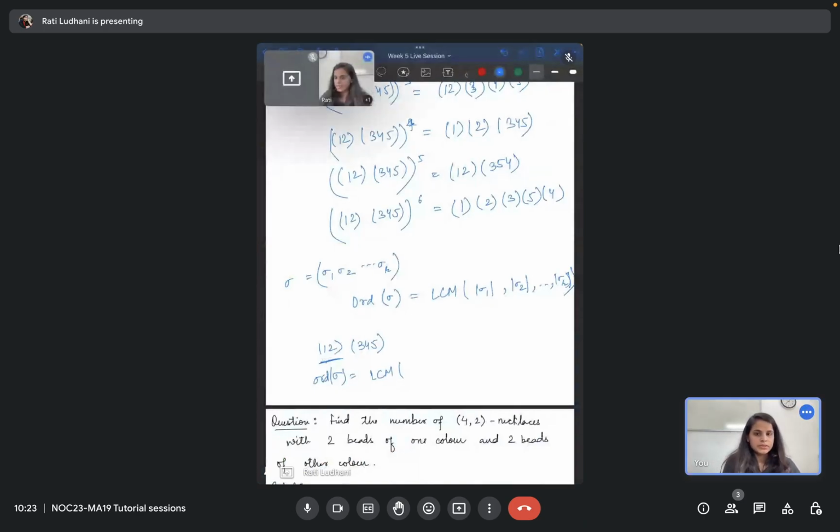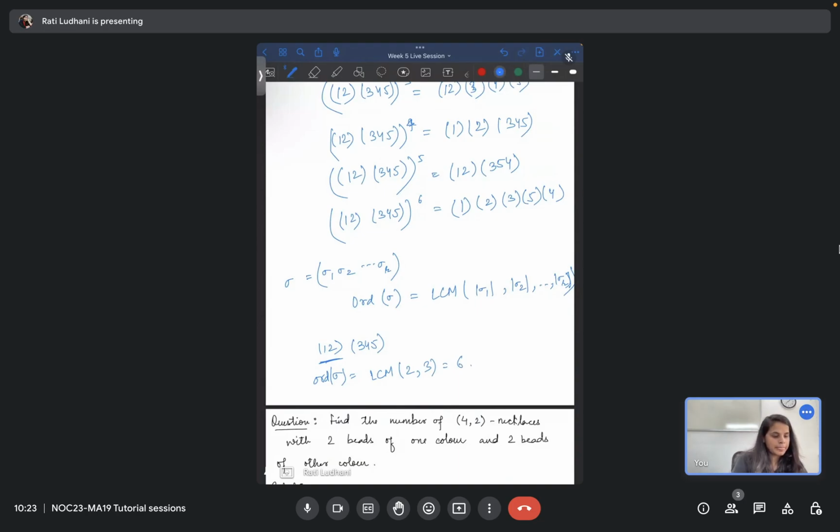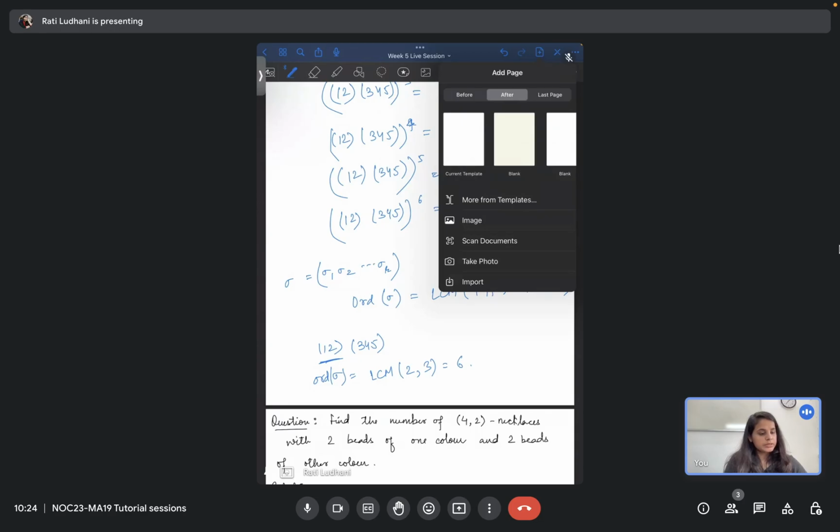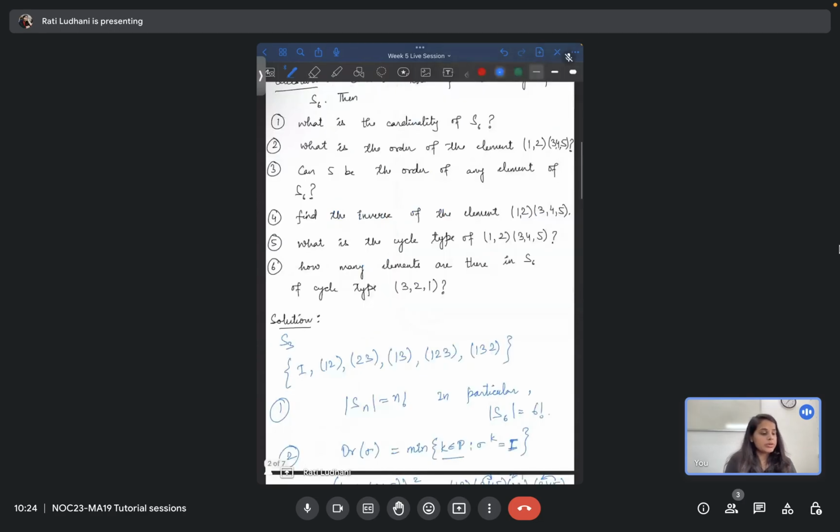LCM of 2 and 3, right? So you'll get 6. So you know that, right? Okay. So what about the third part? Can 5 be the order of any element of S6?